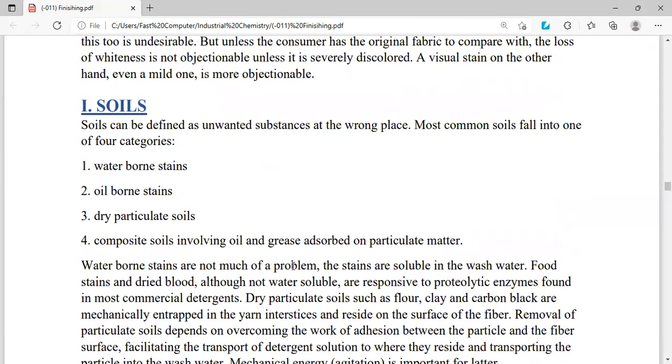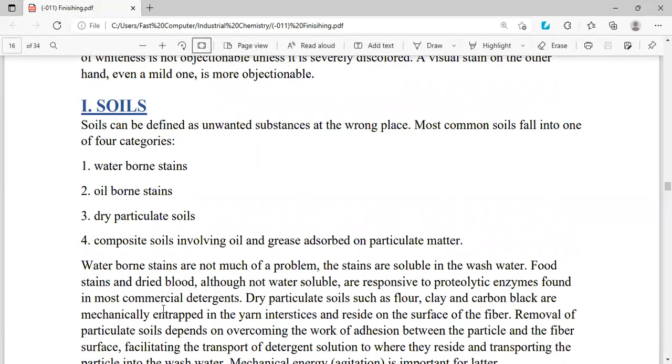Waterborne stains are not much of a problem. The stains are soluble in the wash water. Food stains and dried blood, although not water soluble, are susceptible to proteolytic enzymes found in most commercial detergents. Dry particulate soils such as flour, clay, and carbon black are mechanically entrapped in the yarn interstices and reside on the surface of the fiber.